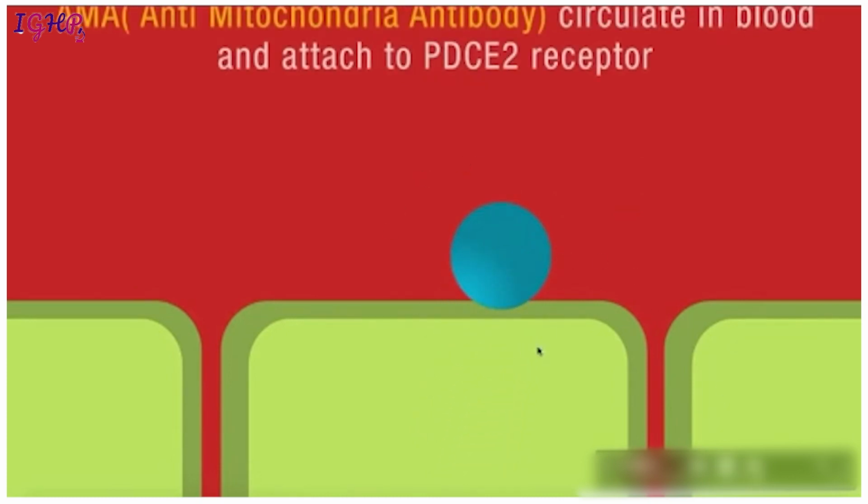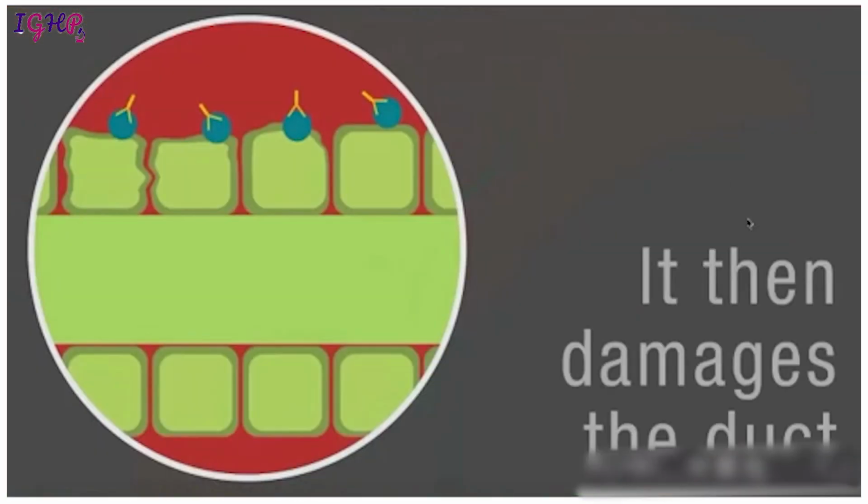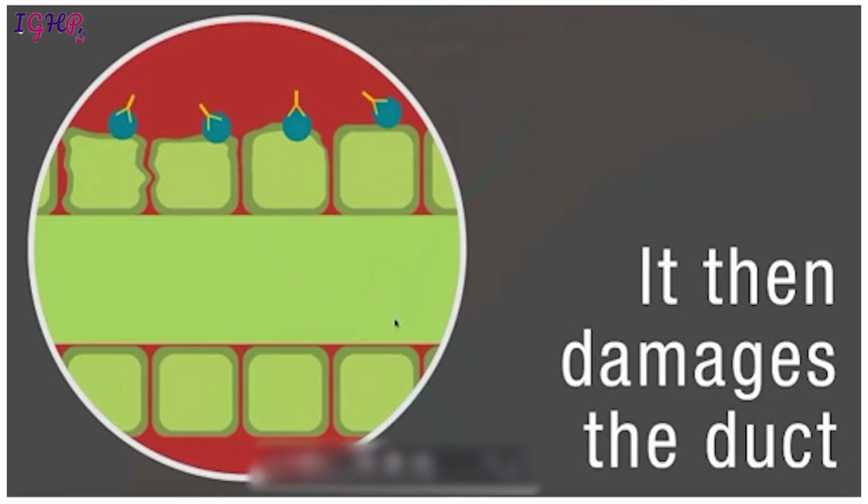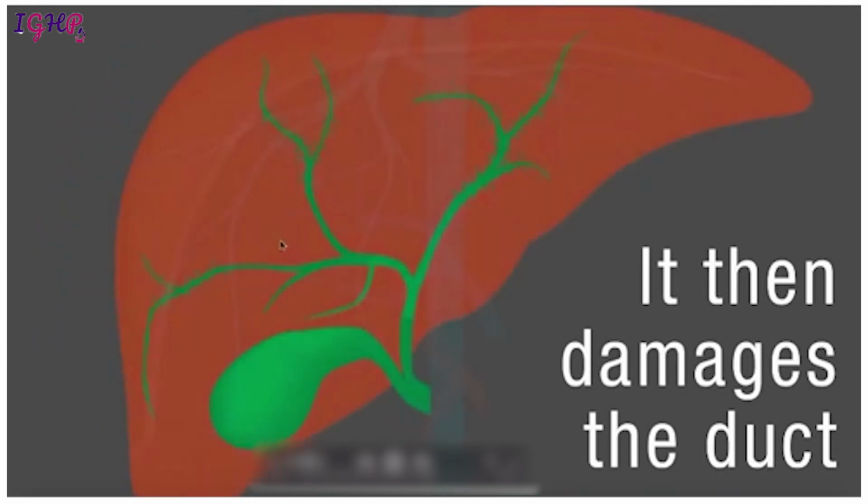Now when it is expressed on the surface, anti-mitochondrial antibodies, which circulate in the blood, come and attach to these PDC-E2 receptors, which have now come to the surface of the biliary epithelial cells. Once these anti-mitochondrial antibodies attach to this receptor, they damage these biliary epithelial cells, and then the small bile ducts get damaged. So this is what we see here.